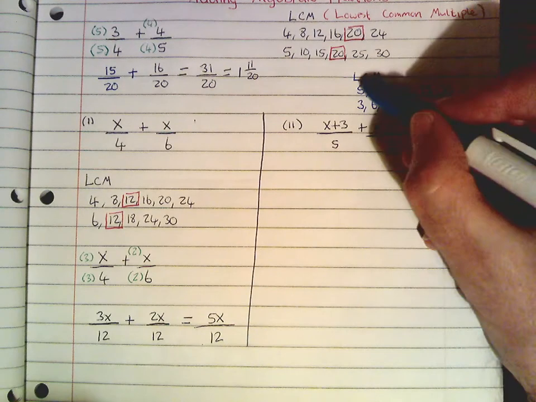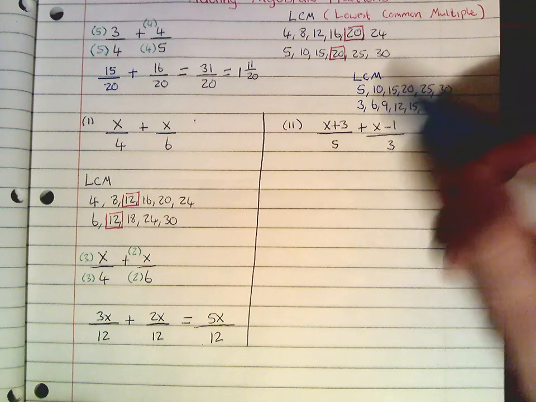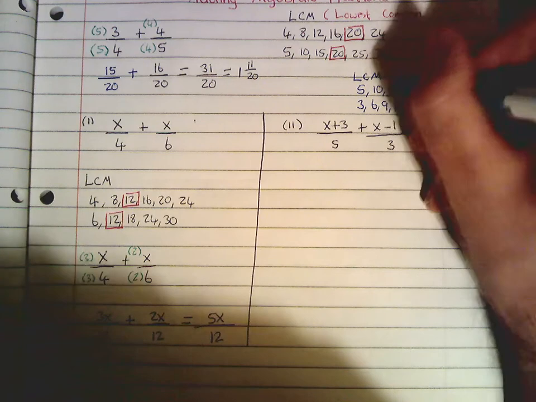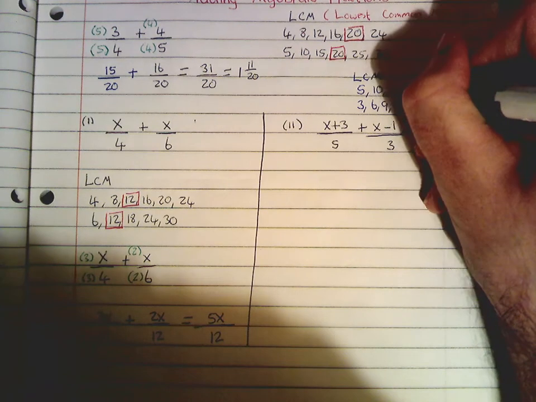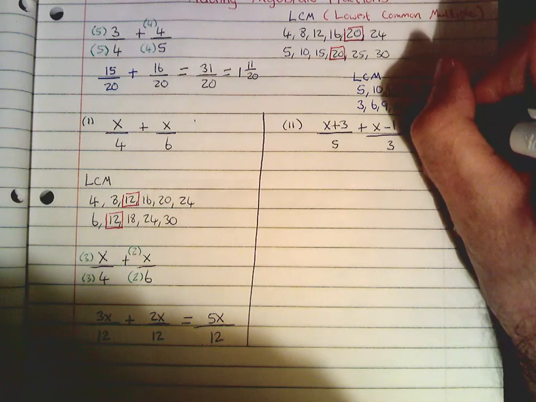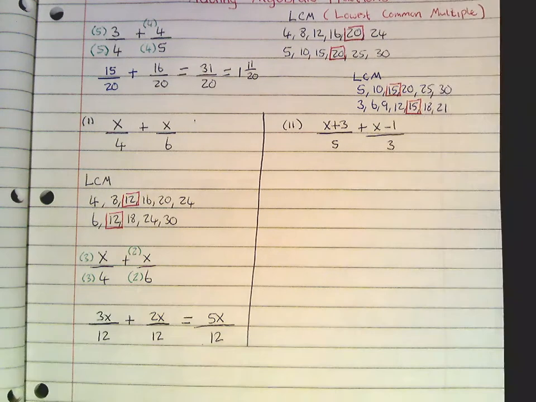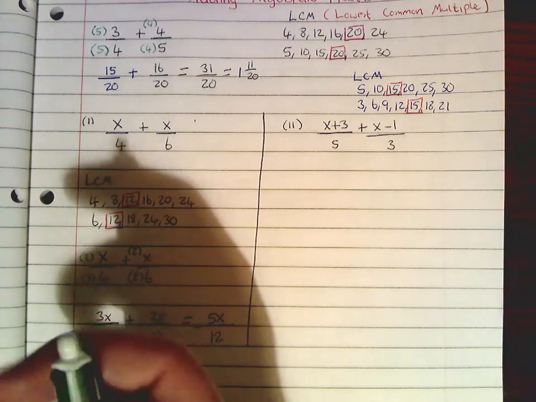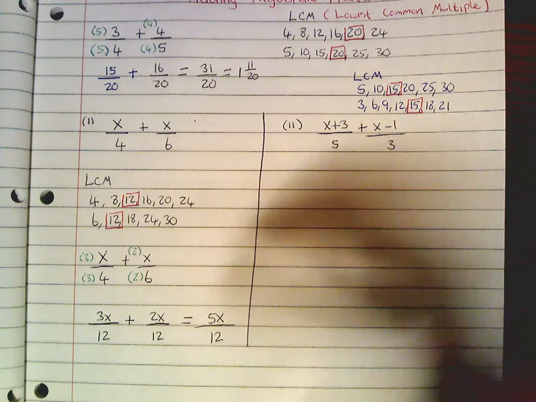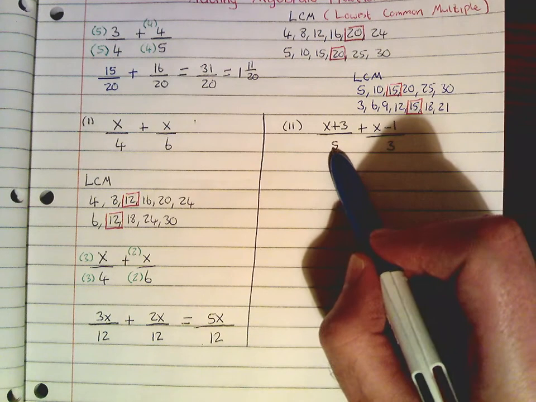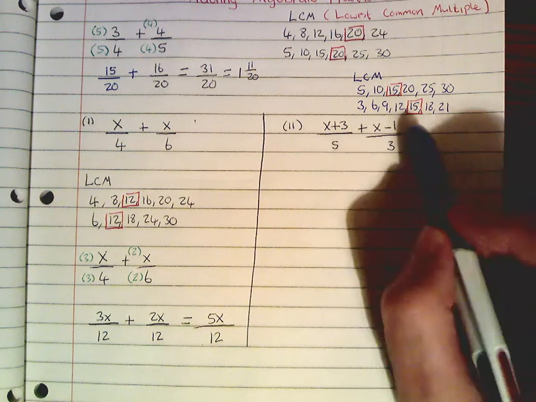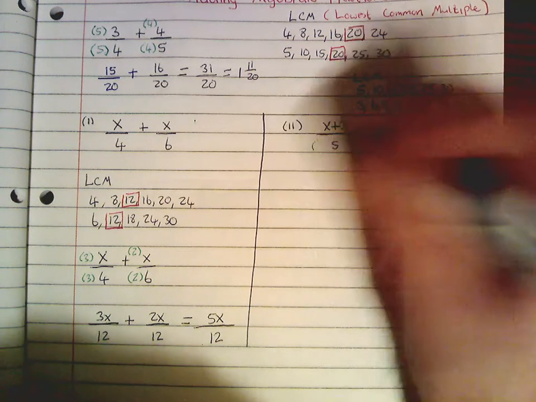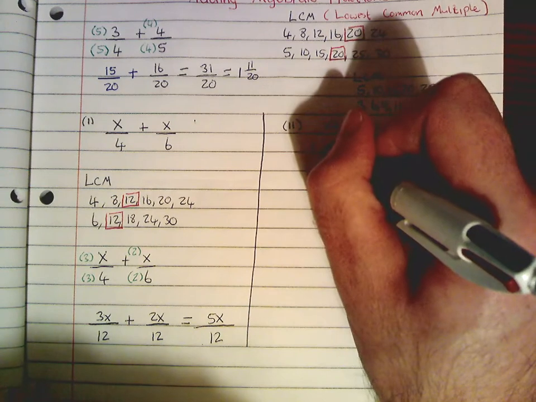And we identify the lowest common multiple. If we look at these numbers, the lowest multiple that's common to both is 15. So that's the lowest common multiple for both of these denominators. The next thing we need to decide is what do I have to multiply the denominator in this fraction by to change it to 15? We multiply it by 3.